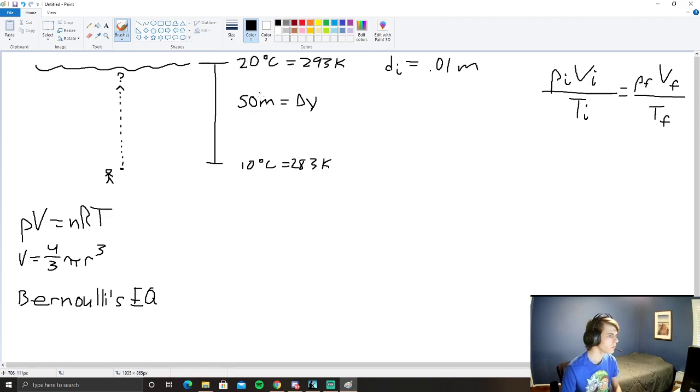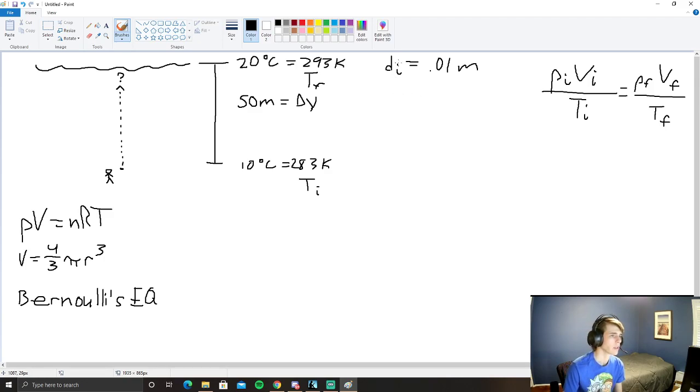Anyways, what do we know so far? We know that at the top of this water, the temperature will be 293 Kelvin, so we can write that as our T final. We also know that at the beginning, the water temperature is 10 degrees Celsius, so we can write that as our T initial. We also know that there's a change in depth of 50 meters as the bubble goes up. That will help for later.